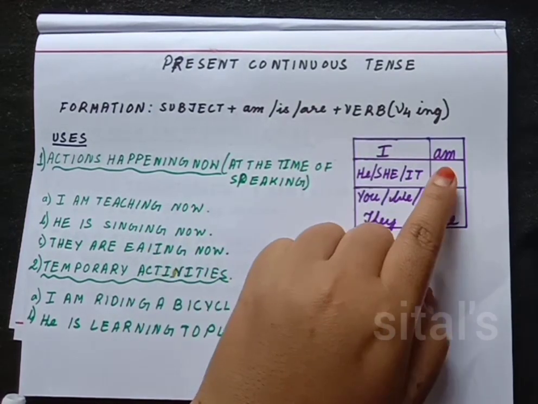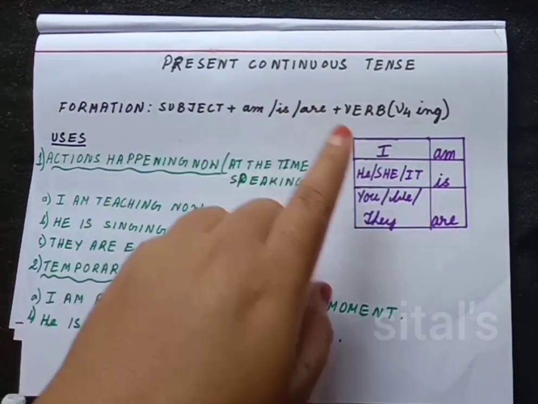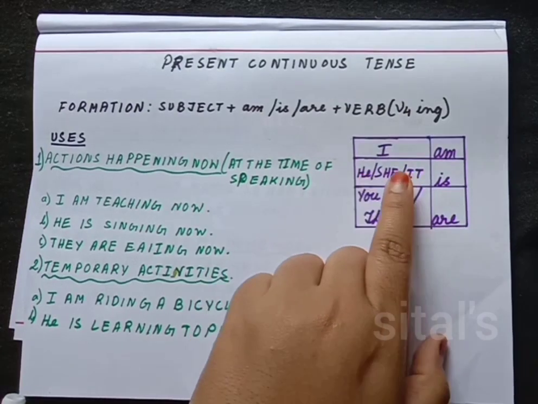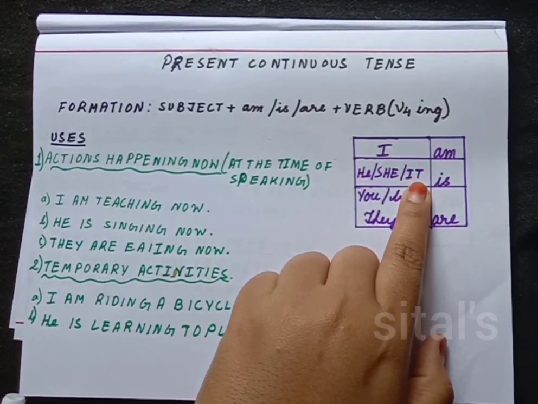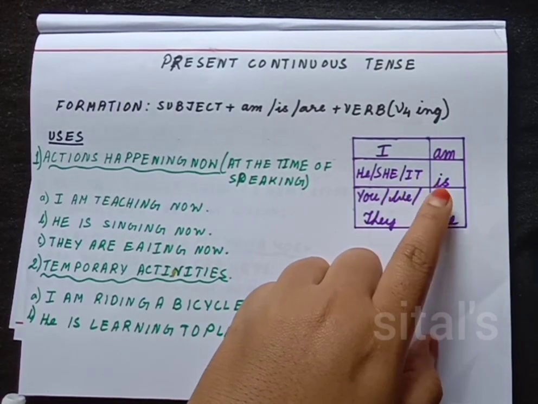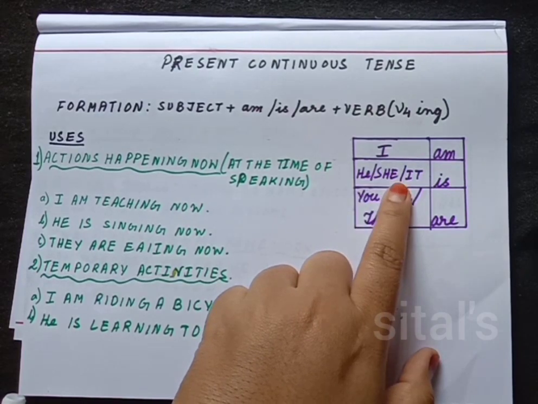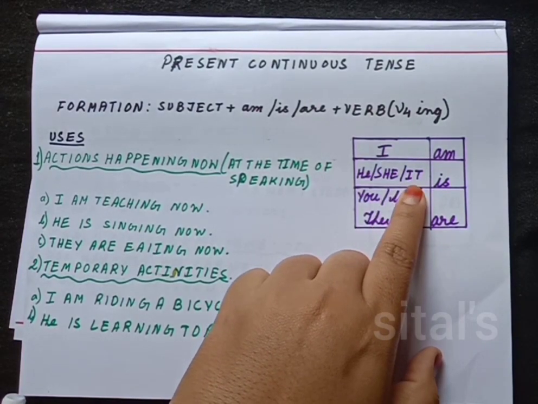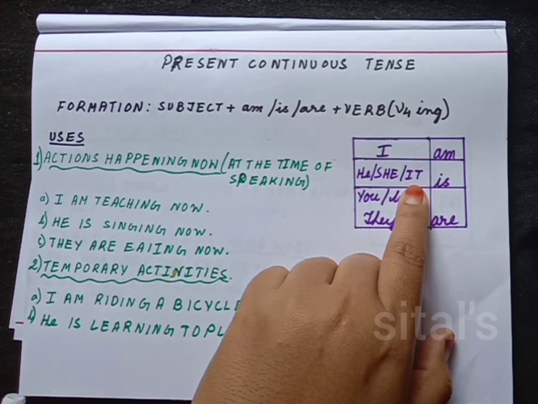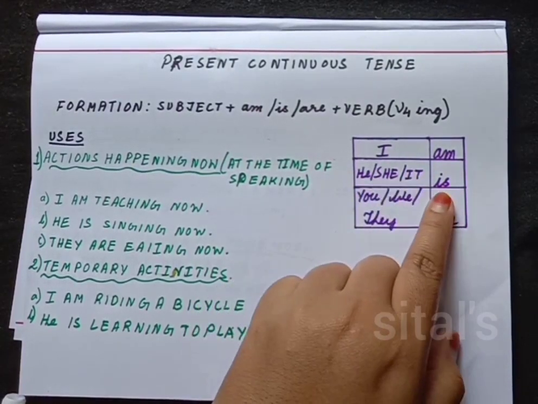So with I, we always use am. I am. All right, we don't say I is or I are, right? With I, we use am. With he, she, it, or any singular name, we use is. He is, she is, it is. Okay, singular. So he means one boy, she means one girl, it means one thing, and Ram or Hari may be Ram. When we say Ram or Hari, we mean one particular person. So he is, with singular we use is.